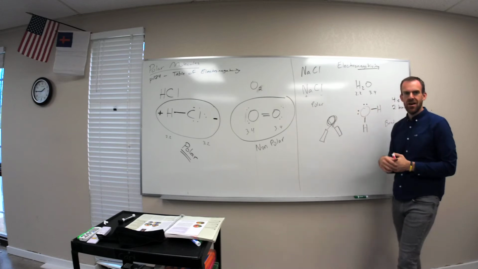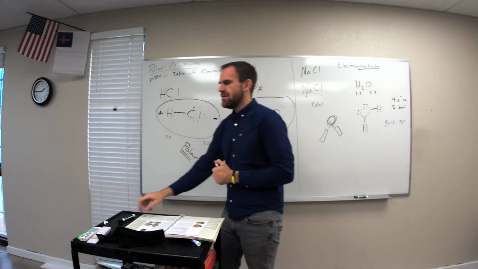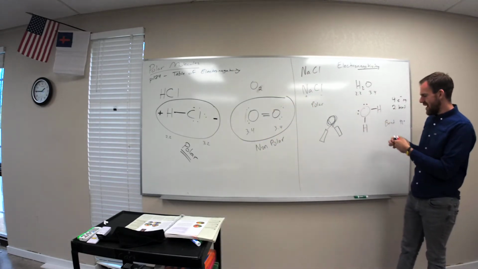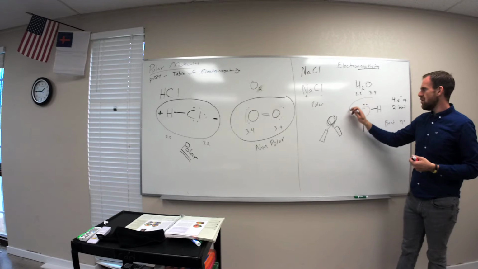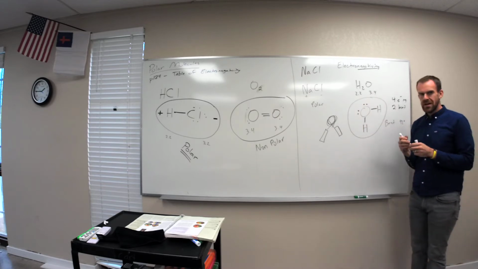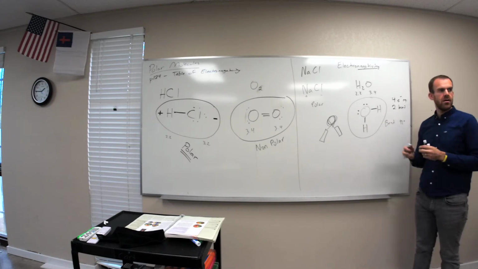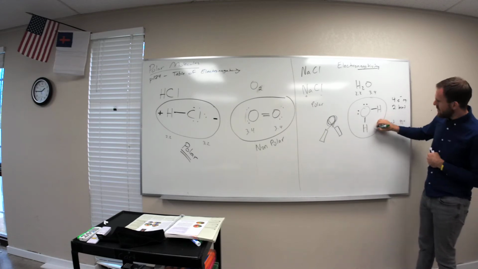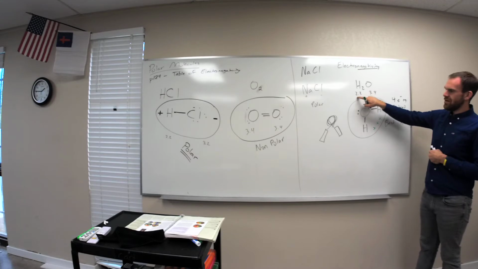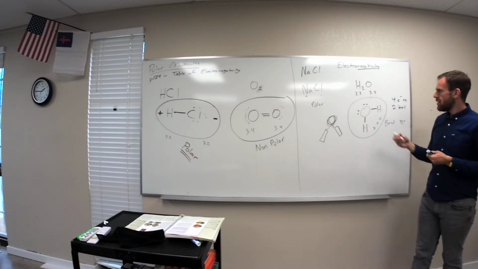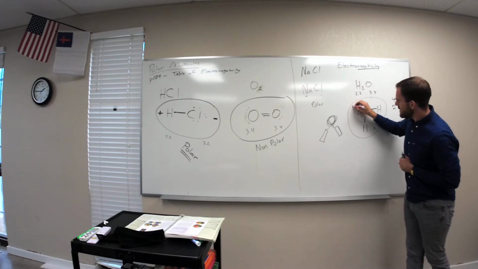Other ones on the other side. Okay, so it's not symmetric, right? You kind of have two sides to this guy. And so when we're looking at it for polarity, hydrogen is more positive because it has a lower electronegativity. Oxygen is more negative because it has a higher electronegativity.